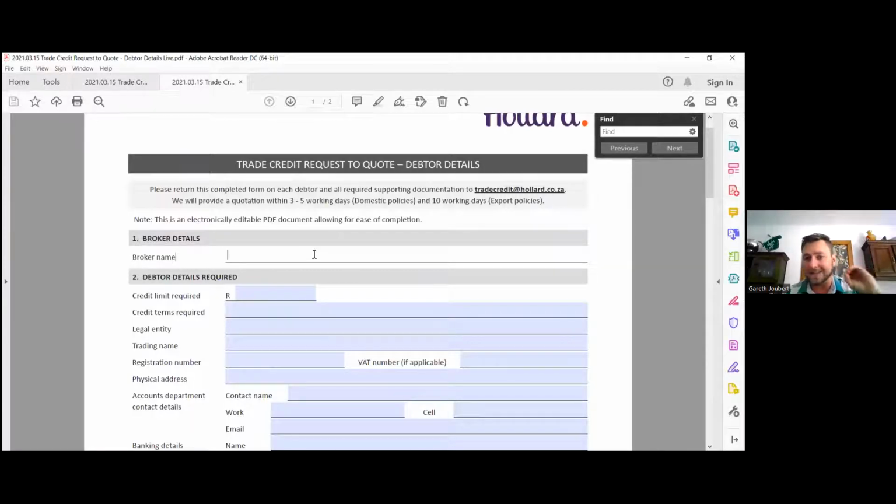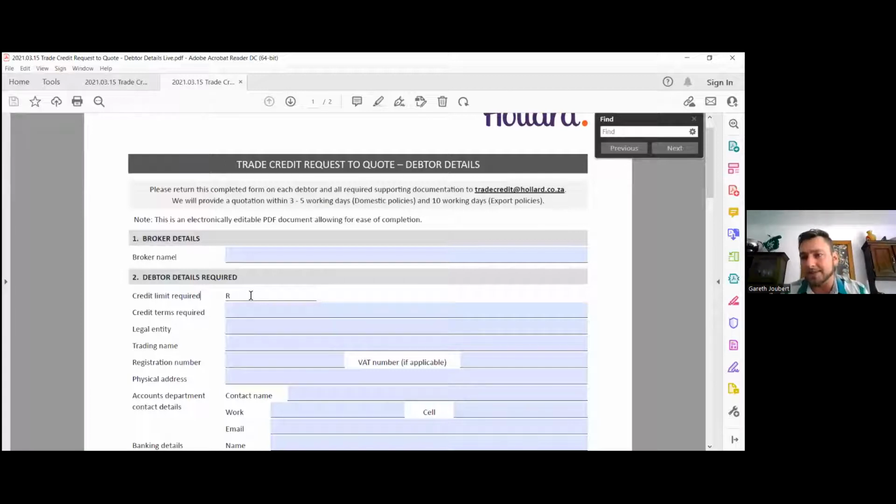Remember the challenge: if there's any line item here that you don't think is necessary, and we can debate it on this call, we're very happy to remove it, because the shorter and the more concise a proposal form for us and for you, obviously, the better. Okay, so we know who the broker is. Then we need information on what the limit is or what cover is expected. Okay, so the credit limit required, that's the amount of sales on credit that your client is going to do to a specific buyer.